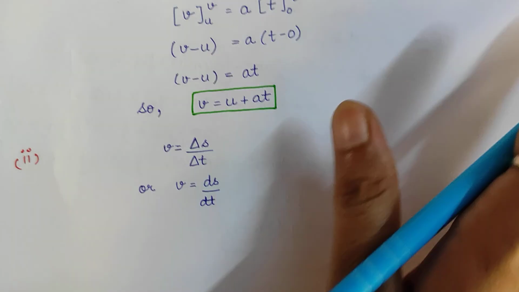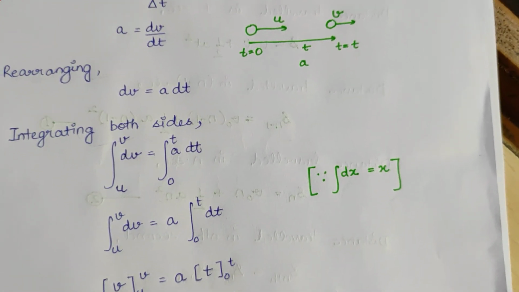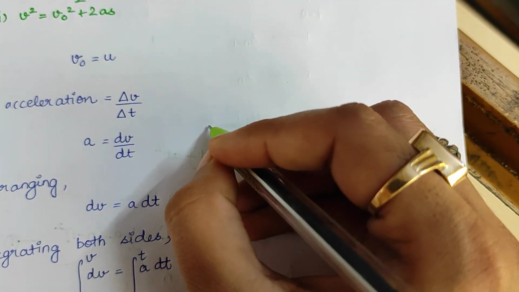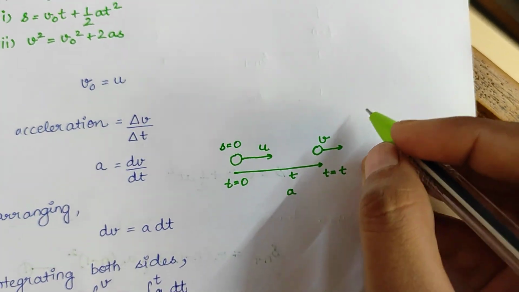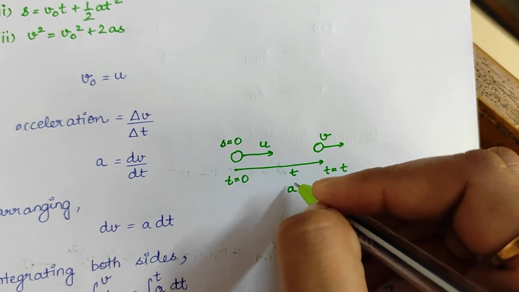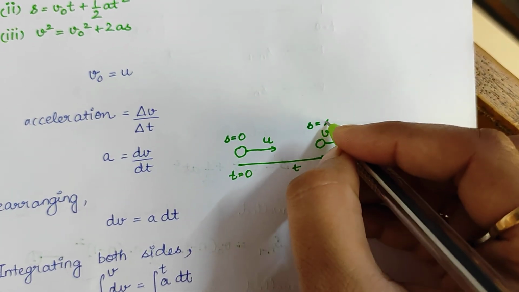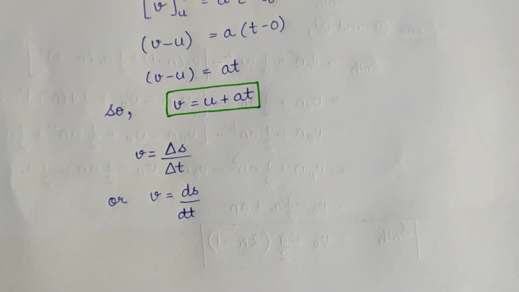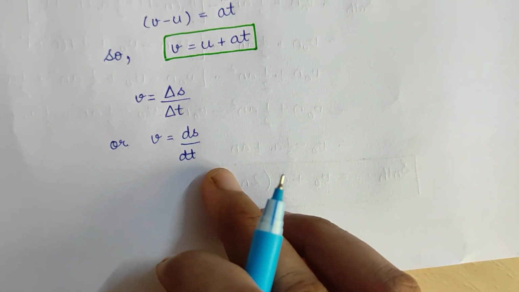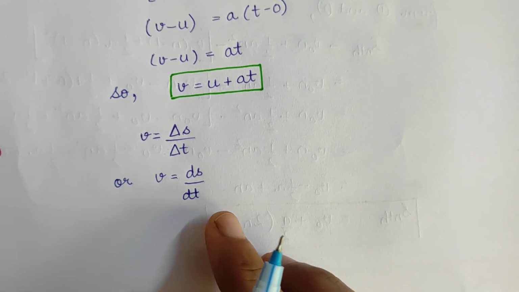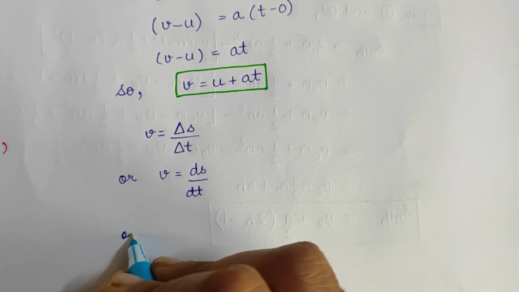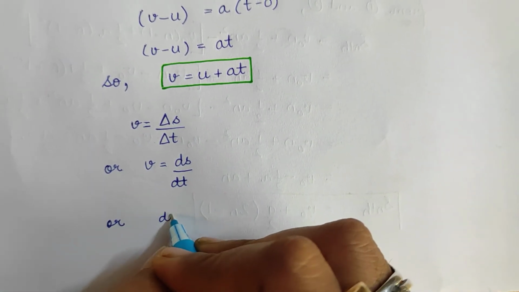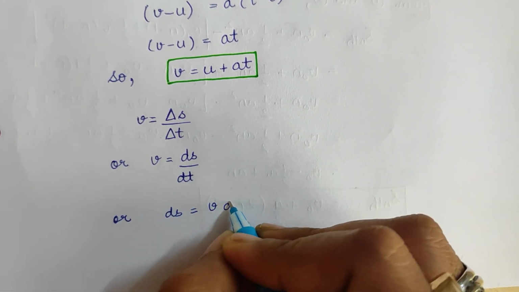Now, if we consider s as the distance travelled in time t, the distance is s equals 0 at the start, and it has travelled some distance s in time t. Now again, v equals ds upon dt. We will rearrange this equation and we get ds equals v dt.